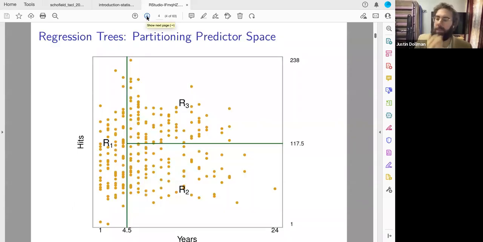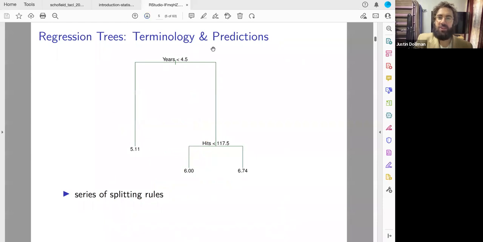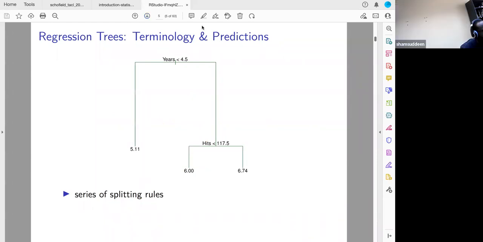Now everyone probably knows this, but why are they called trees? Well, they're called trees because of how they look.